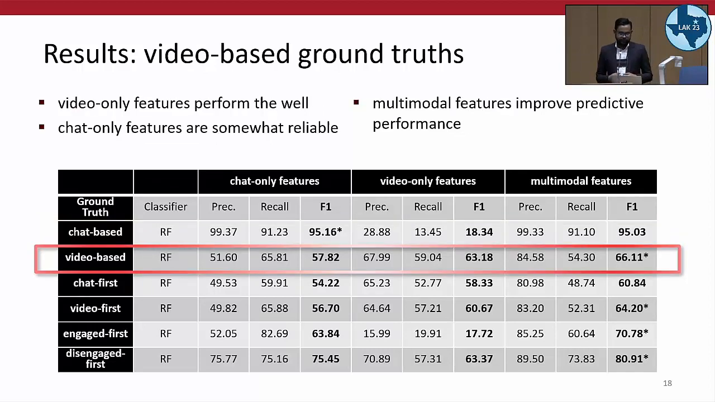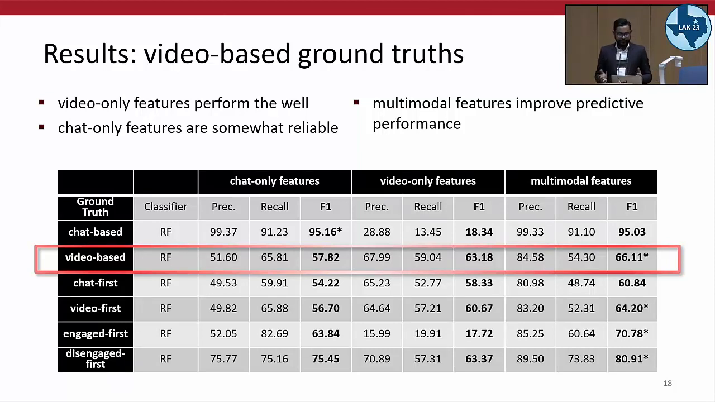The opposite becomes a little bit true when we are looking at the labels that are coming from the video data. So when we are using labels from the video data, we see that features also coming from the video data are performing really well. Chat data is still very relevant. It's not performing as well as video features, but it is relevant. And when we combine these two features together, we get a boost in our predictive accuracy.